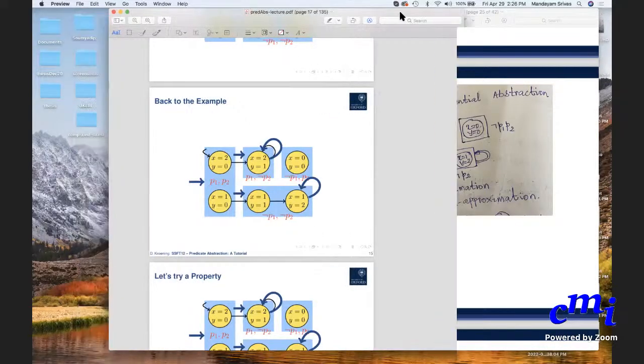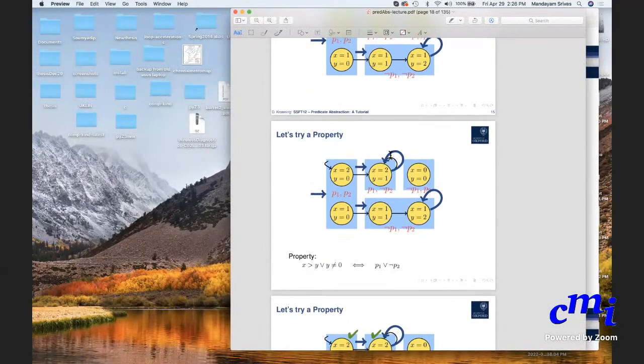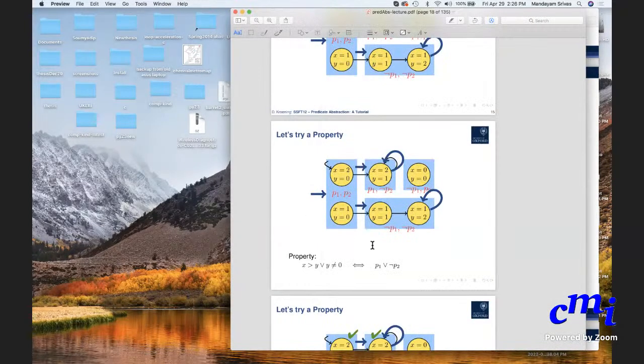So let me get back to this, okay? So now, let's try some property. Let's suppose that you want to prove, now I'm getting back into the minimal version of it. I guess here I've also, no, I haven't shown it. Okay, fine. So how does it work? Once you construct this abstract model based on the predicates, now you could prove certain properties.